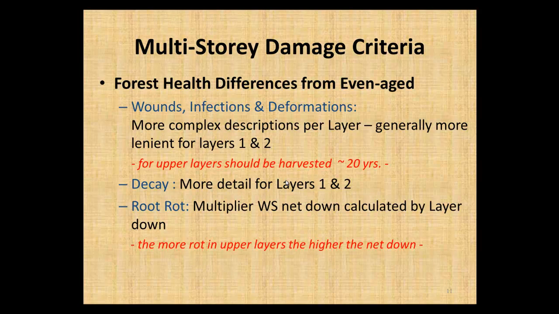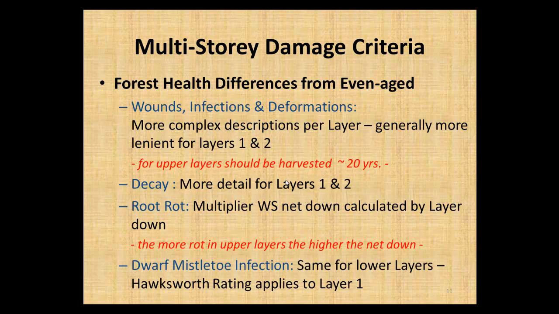So there's more detail on the decay that you may find on those upper layer stems, and of course root rot is calculated by layer and netted down. So more rot in the upper layers, the higher the net down, because it will keep on spreading because it's within that upper level. And there's a dwarf mistletoe infection. It's pretty well the same for the lower layers, but we use this Hawksworth rating, which applies to the layer 1, so they're mature layers.